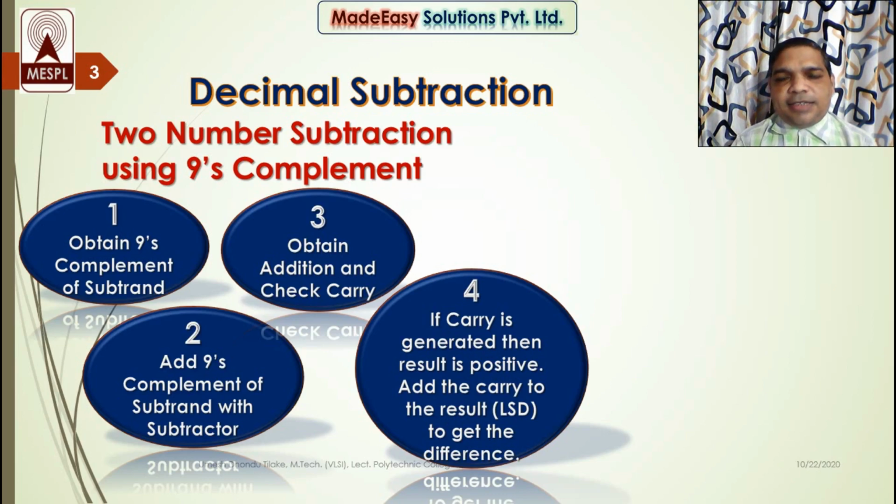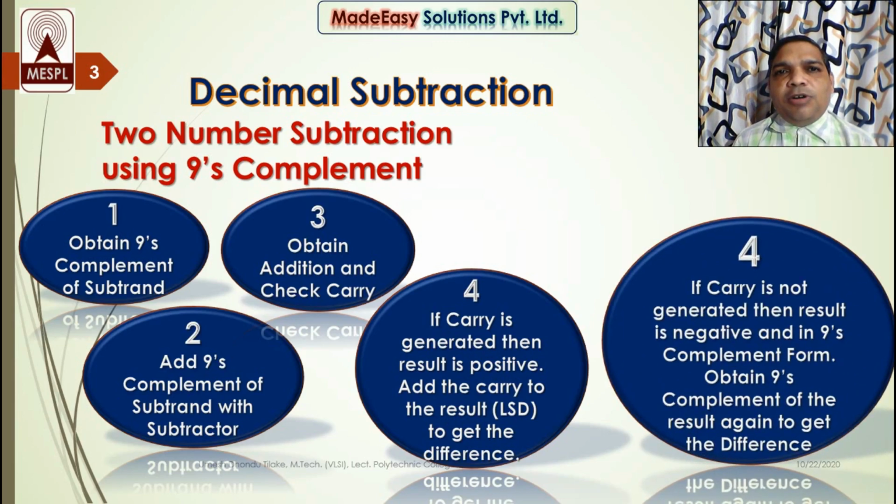Now the second case: if my carry is not generated, then what to do? If carry is not generated or if the carry is 0, it indicates that the result is negative and in 9's complement form, not in pure form. So how to obtain the result? Again find the 9's complement of the result we got in step 3 to obtain the difference in pure form.